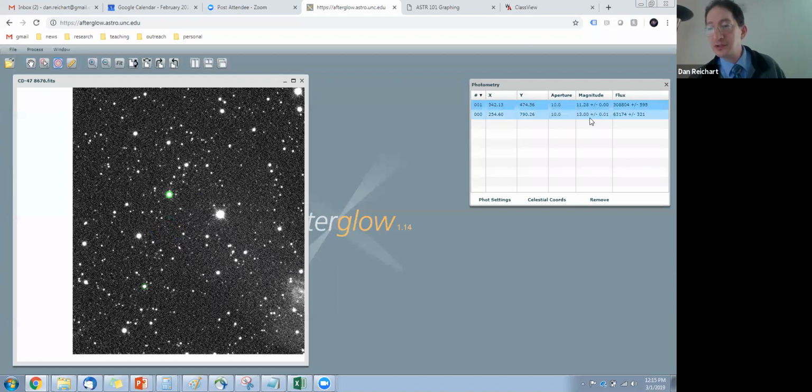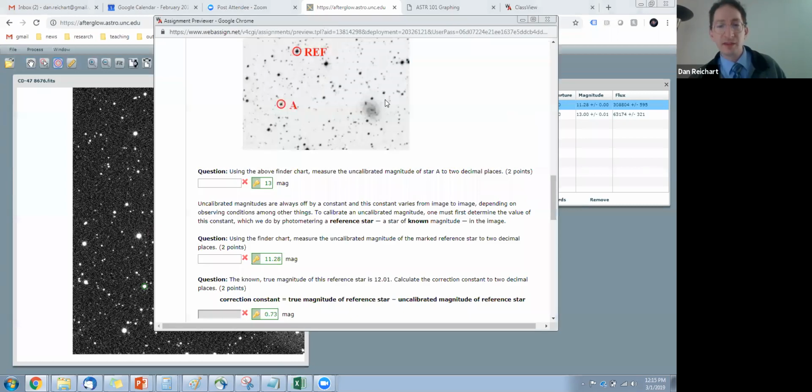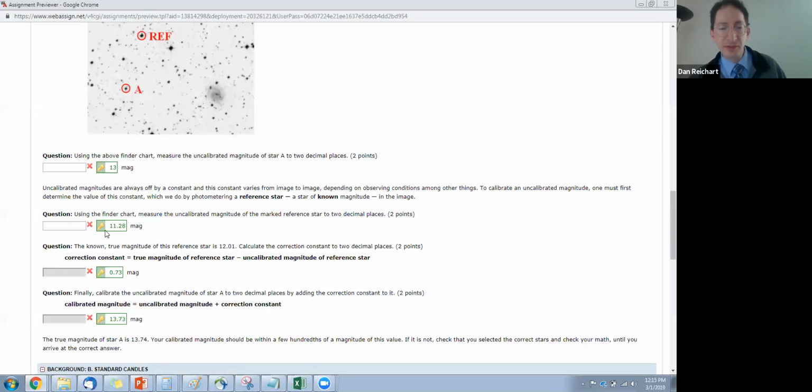Anyway, so we got the two magnitudes here, 13 for star A, 11.28 for the reference star. And let's see, here we stick those two things in here, and then we tell them the reference star is really 12.01. So they calculate a correction constant, just the 12.01 minus what they measured, that 11.28. And so it's a difference of 0.73. And then to calibrate everything else, like their star A, you just add the 0.73. So they measured 13, but it's low because the reference star was low by 0.73. They added that on, and then they have a calibrated magnitude for their star.